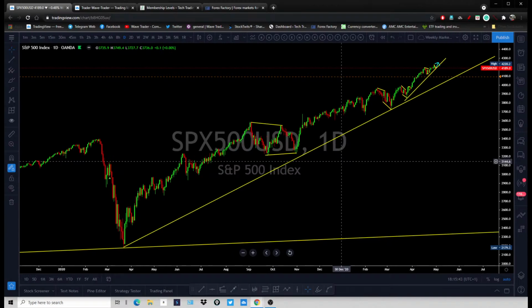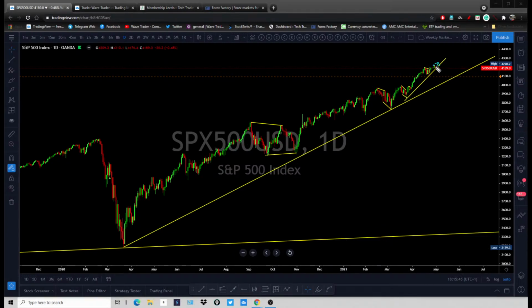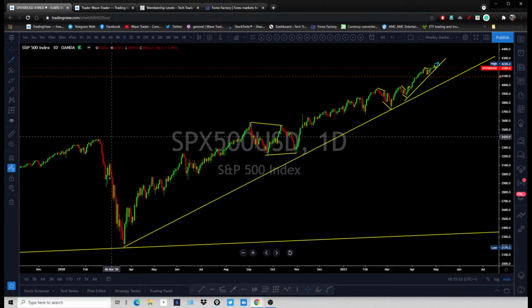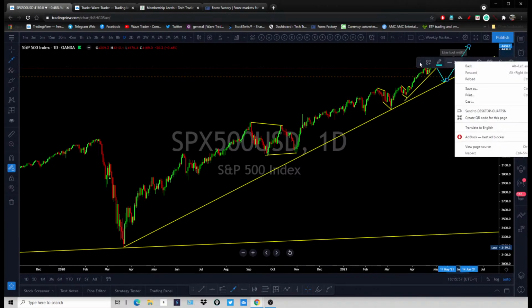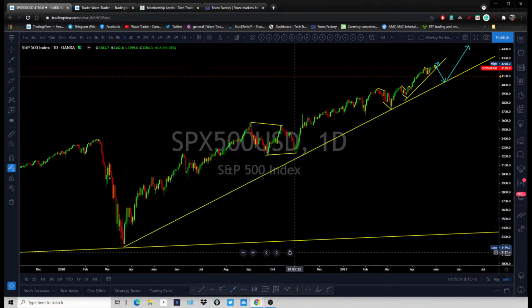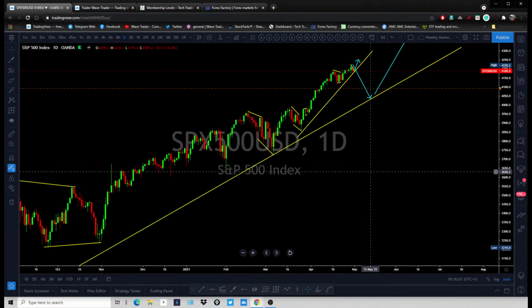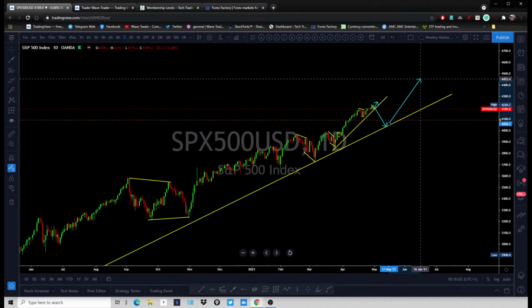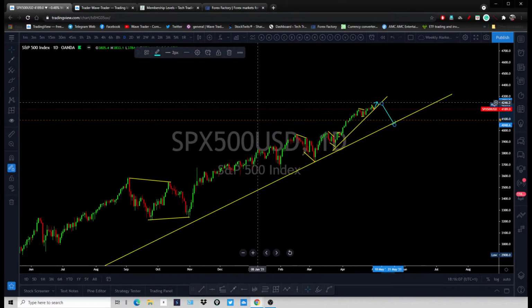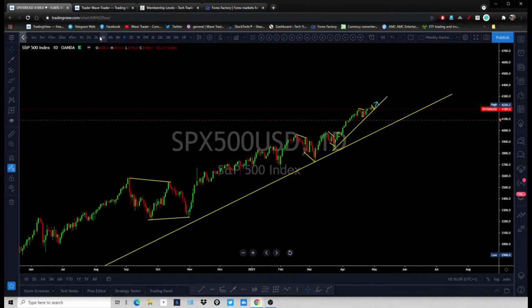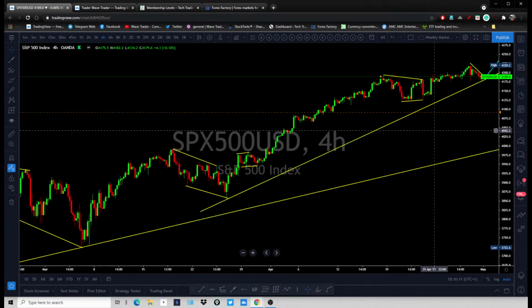A deeper pullback, a daily pullback, is going to come. That's for sure. So make sure you stay short-term bullish and keep taking your money out of the market rather than staying in.